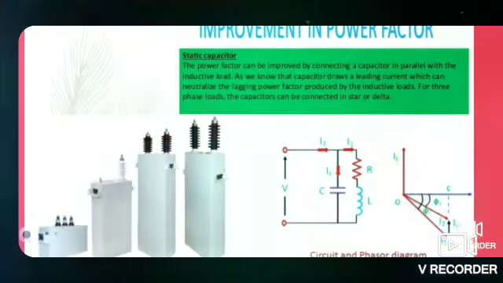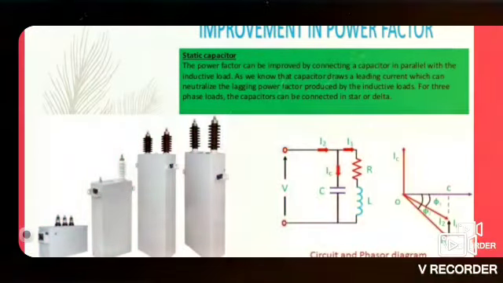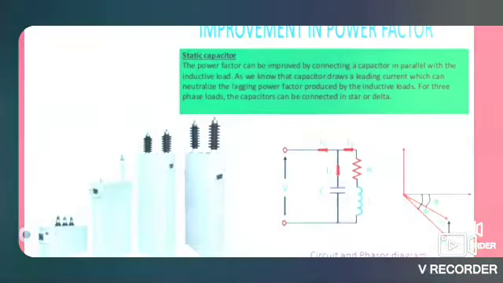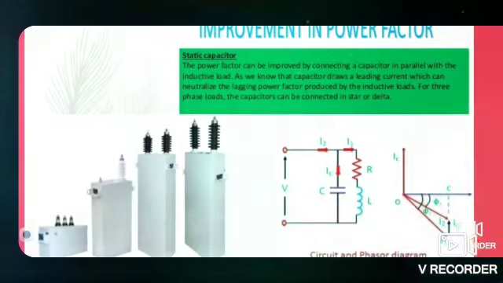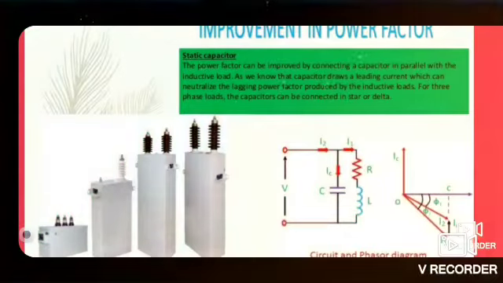For three-phase loads, the capacitors can be connected in star or delta form. So, see the diagram. The capacitor is in parallel with the inductive load. The left side diagram shows the static capacitor bank.